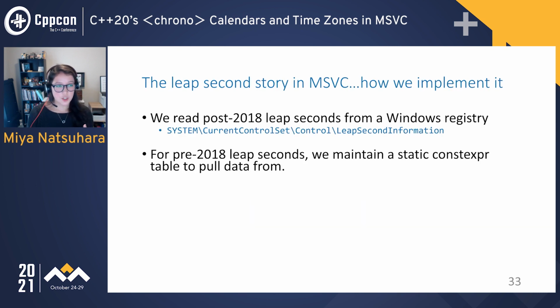So the way that we do it is we read post-2018 leap seconds from the Windows registry. This is the Windows registry, if you are interested. It turns out there haven't been any leap seconds since 2018, but when one comes, we should be able to detect it. And for those pre-2018 leap seconds, that big table of 27 leap seconds that we had on previous slides, we're just maintaining a static constexpr table to pull that data from. That is not changing. We're not retroactively inserting leap seconds years back or anything like that. So we can still look up that information really, really easily.